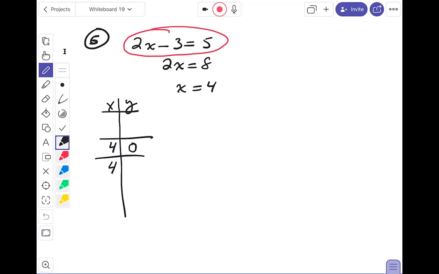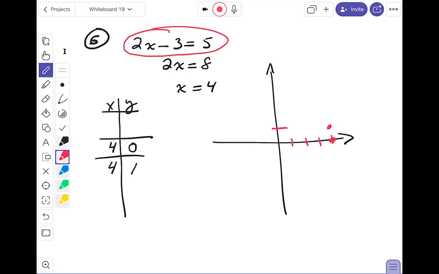X will always be 4. Pick another value for y. I'll say 1. Let's graph it. See what we get. First point, 4, 0. 1, 2, 3, 4. Next point, 4, 1. Let's draw a line through it. What kind of line is that? A vertical line. If x equals a number, we're going to get a vertical line. All right, let's keep going.